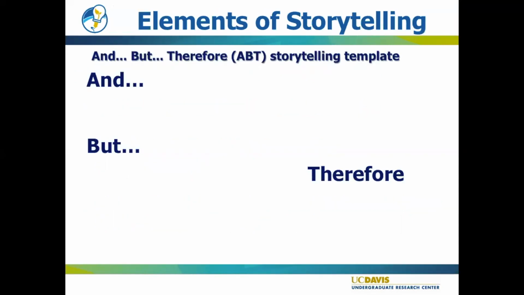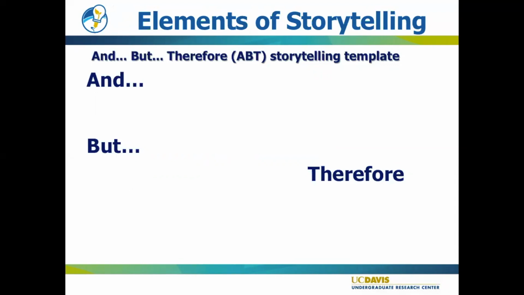A few interesting things to consider when thinking about the story that your data is telling are how to include elements of storytelling. So one example would be to use the and, but, therefore storytelling template. This is abbreviated as ABT. The way that this storytelling template works is you begin by communicating a series of pieces of information, and. Data point 1 and data point 2 and data point 3, for example.